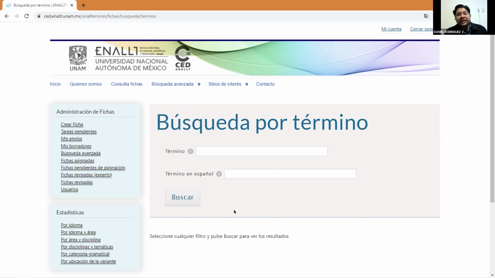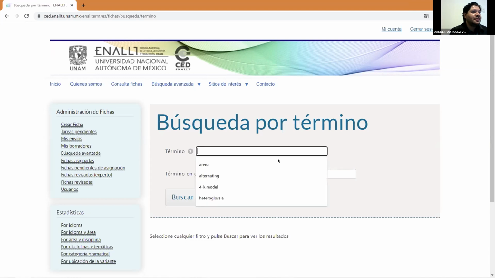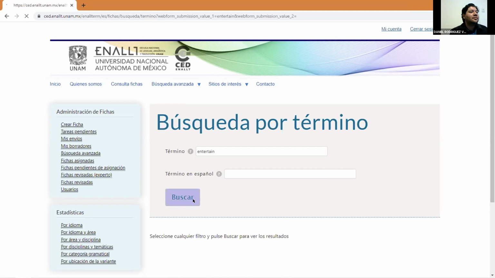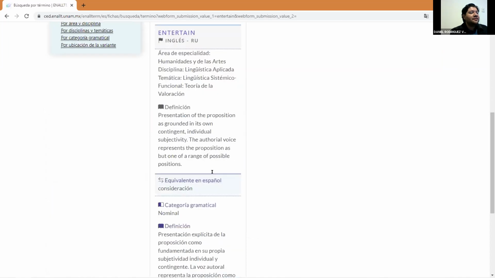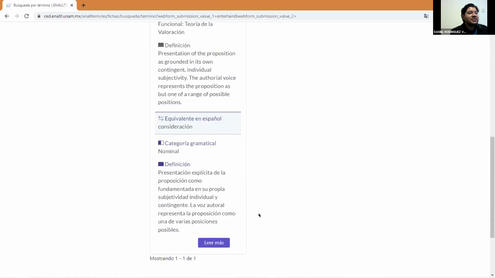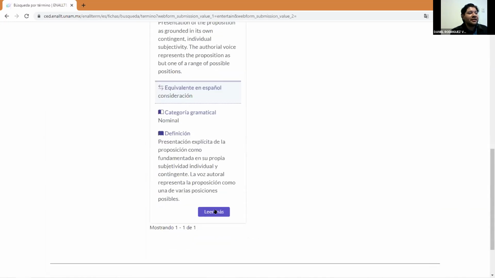And regarding appraisal, for now, it only includes the terms within engagement, the engagement system. We need to include also the terms of the attitude system and graduation. But let me show you here. You can look up the term. Let me put here entertain. So here we have entertain. The first view is just partial. If you want to see all the information, you have to click here, read more.